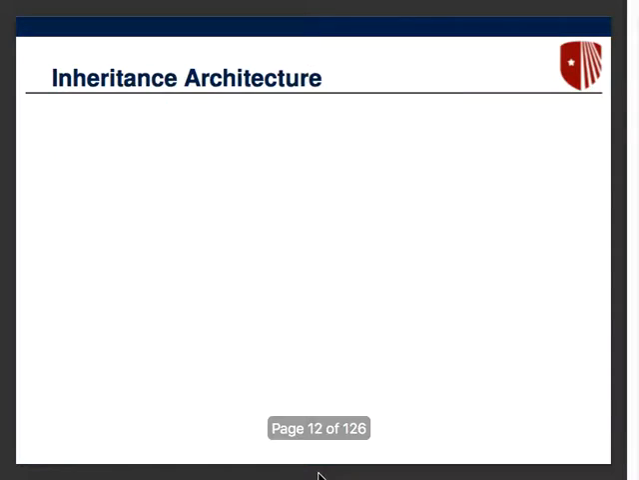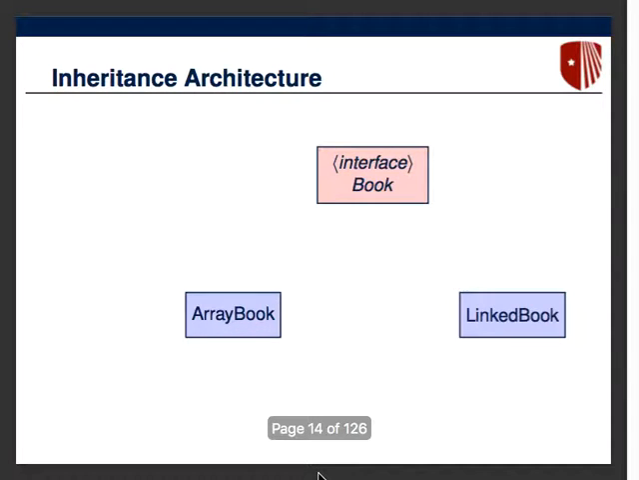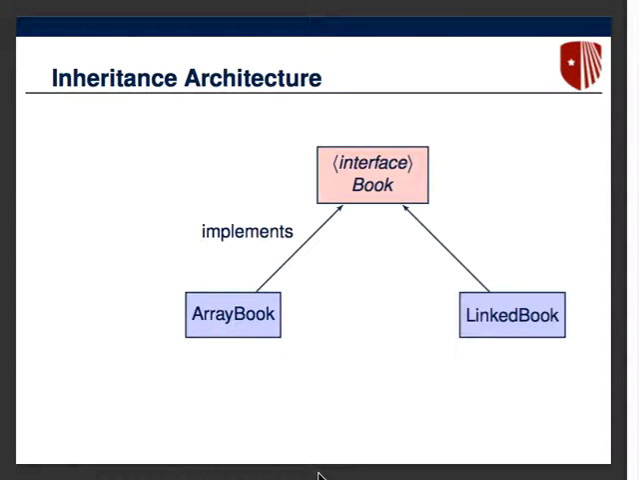Now this is the architecture we're going to have. We're going to have 2 classes. One is called ArrayBook, the other one is called LinkedBook. This class here is going to use 2 arrays to implement the Book interface, and this class here is going to use 2 linked lists to implement the Book interface. Both of them are going to implement the interface.